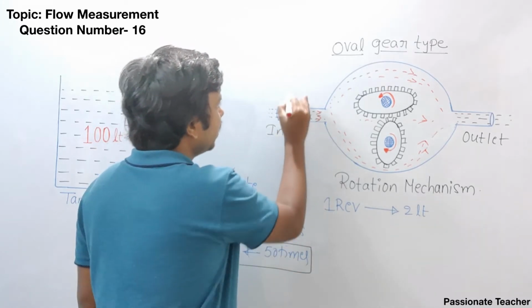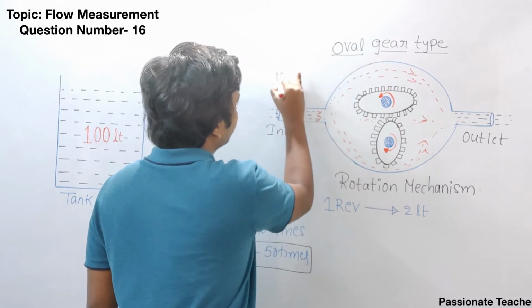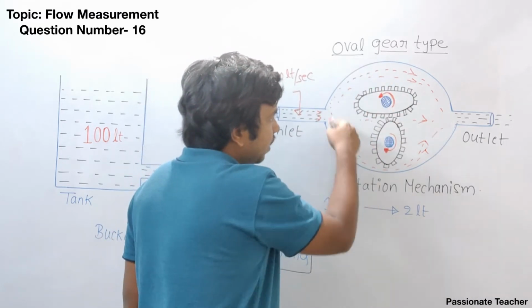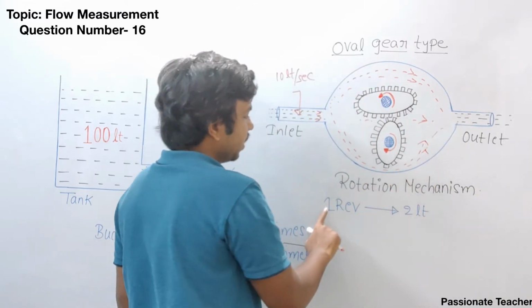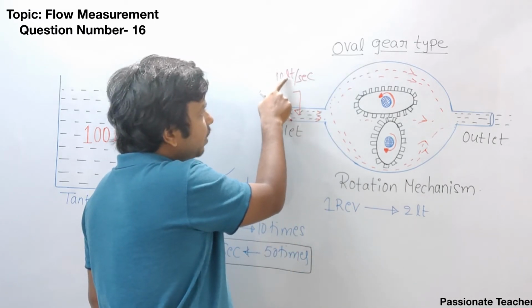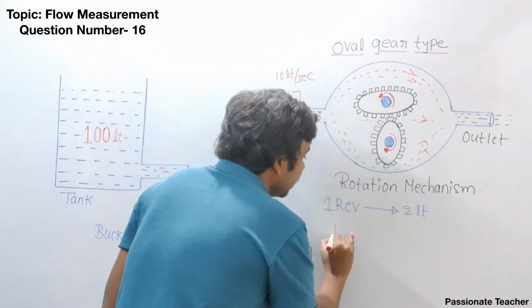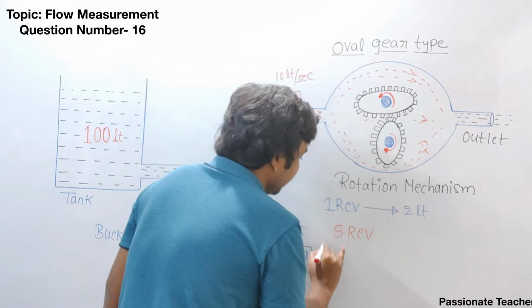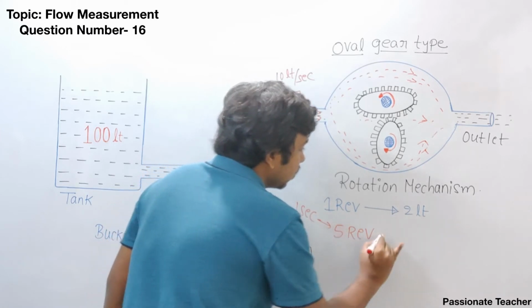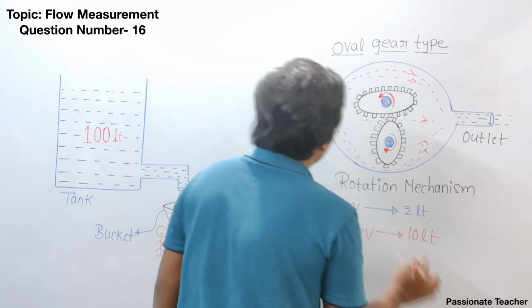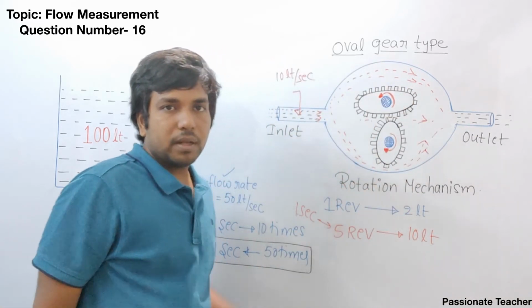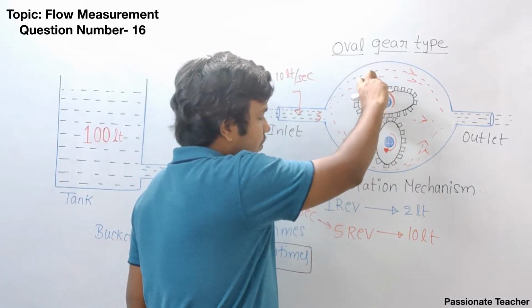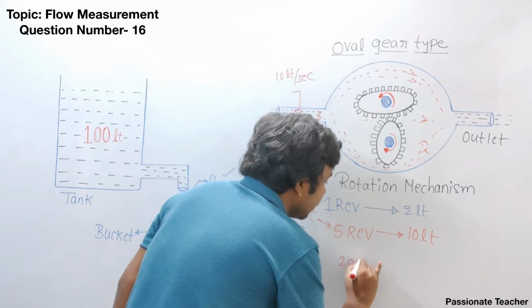Suppose the flow rate of the fluid is 10 liters per second. Then what is going to happen? If it is 10 liters per second, as this chamber can displace 2 liters per revolution, it is going to make 5 revolutions in 1 second to displace these 10 liters of water from inlet to outlet. Clear? Suppose next time we find that 20 revolutions are made in 1 second.